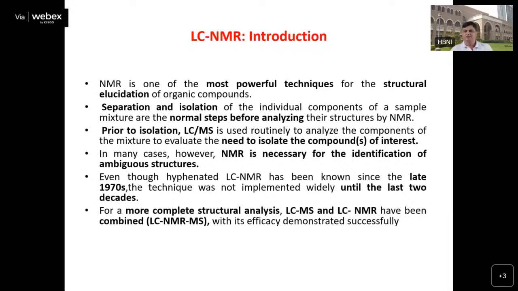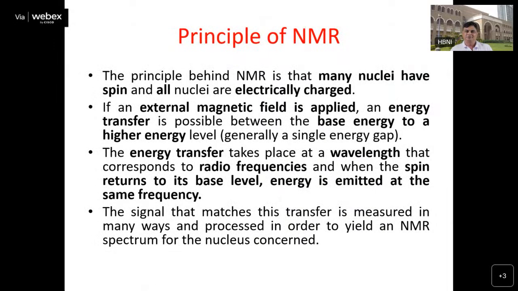Even though hyphenated LC-NMR has been shown since the late 1970s, the technique was not implemented widely until the last two decades. And for a complete structure analysis, LC-MS and LC-NMR have been combined. It has become more versatile by combining LC, NMR, and MS, with this efficiency demonstrated successfully. And that's how we do various structure elucidations by using LC, NMR, and MS.